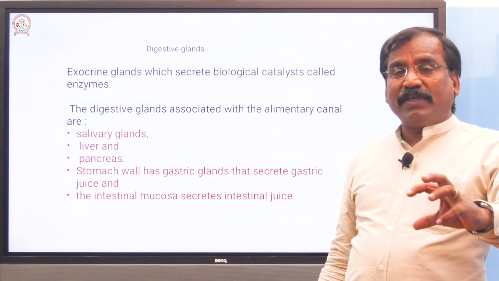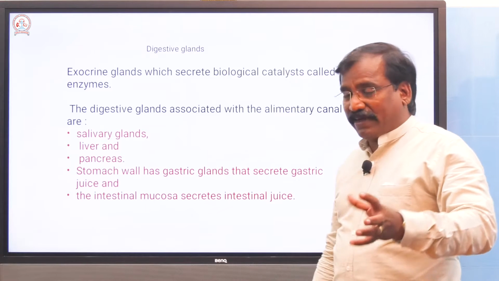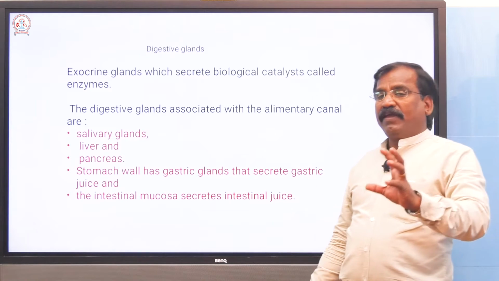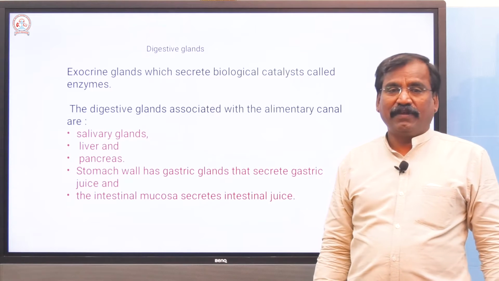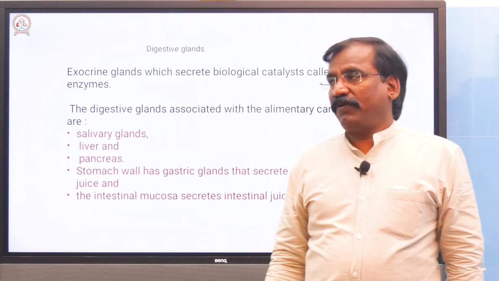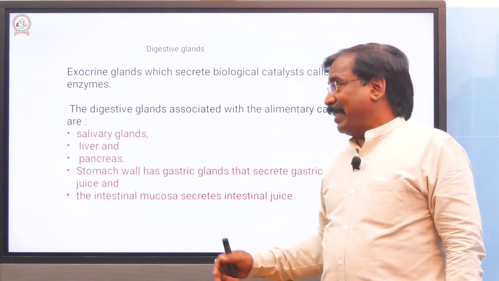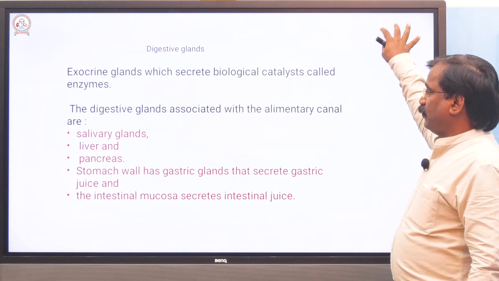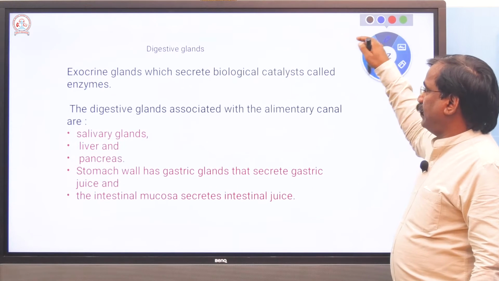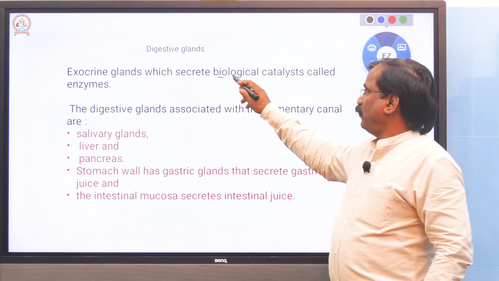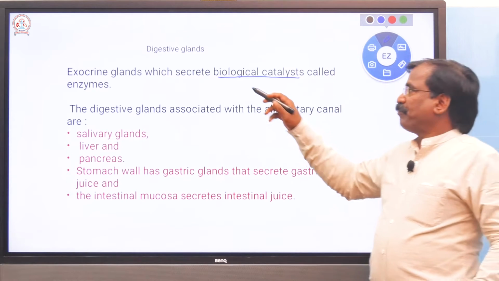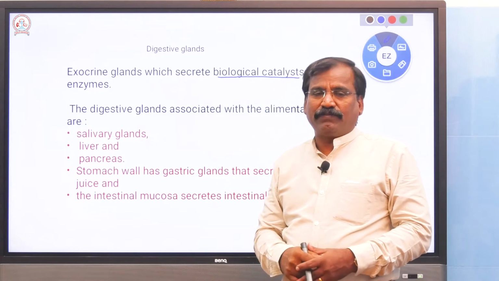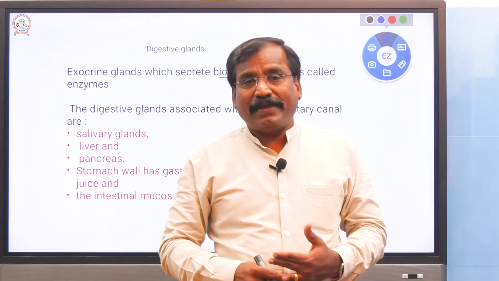Without the digestive glands or accessory glands, chemical digestion is impossible. These glands secrete the enzymes, and the enzymes act as biological catalysts. So the digestive glands secrete the enzymes.